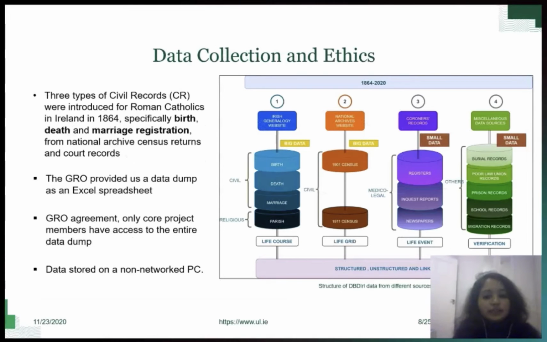So now I'm going to discuss DBDIRL's data collection. We receive data from both structured and non-structured sources of mainly death, birth, and marriage information from the Irish Genealogy website, National Archive website, coroner's records, and other miscellaneous sources. The GRO provided us a data dump as an Excel spreadsheet, and it is stored on a non-networked PC and only accessed by the project members.